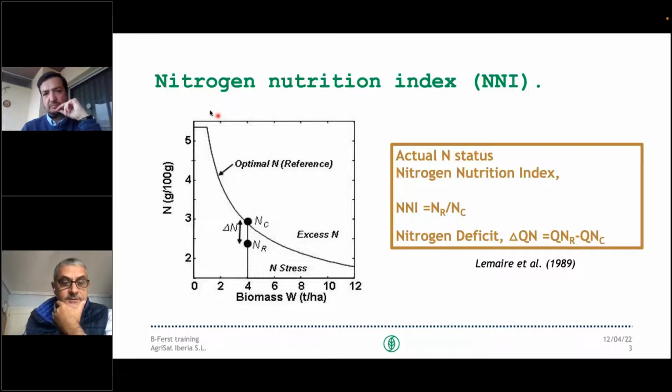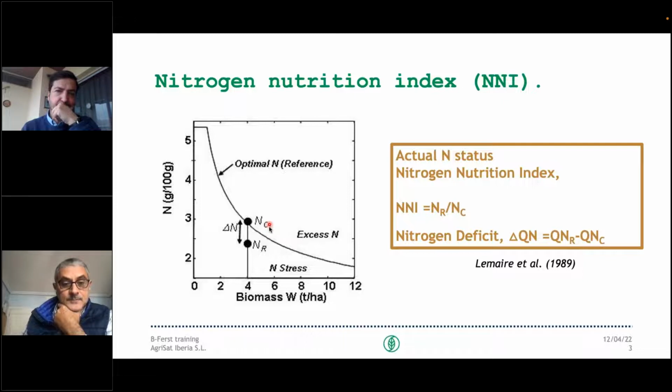This index is the dream of any farmer or any agronomist, because it allows a continuous monitoring of the nitrogen status of a crop. Here you have a curve that represents the reference level of the nitrogen concentration in the tissues of the crop. And this curve is obtained by empirical experimentation in the field, and is the reference.